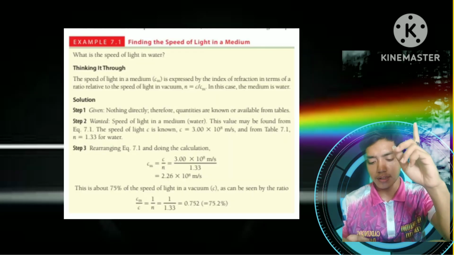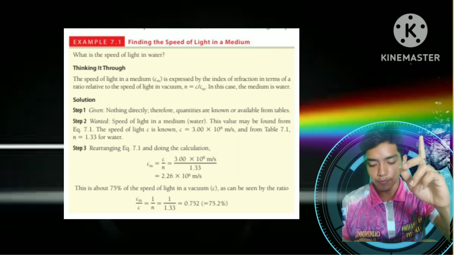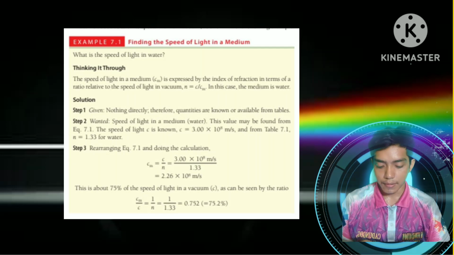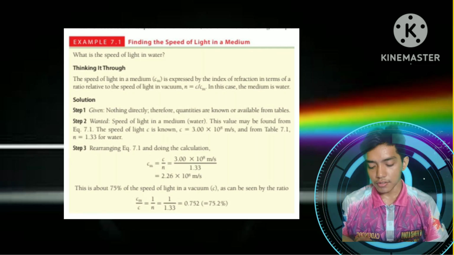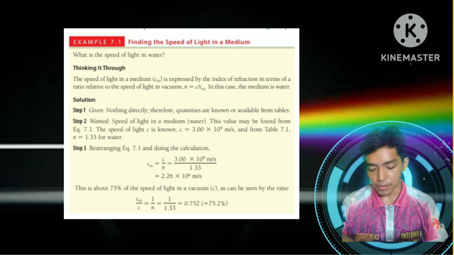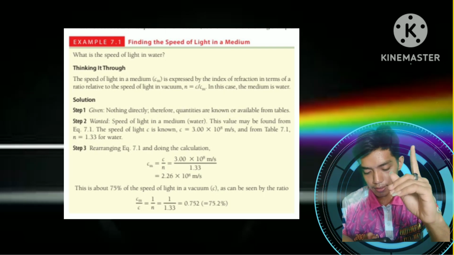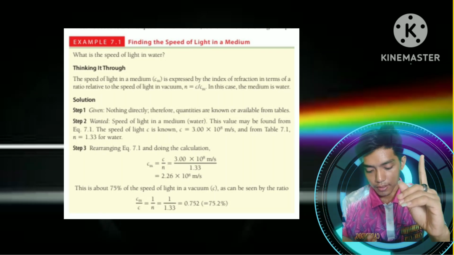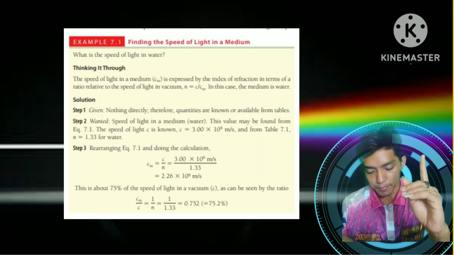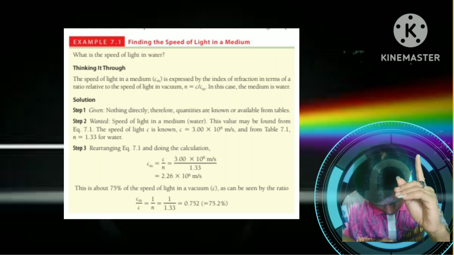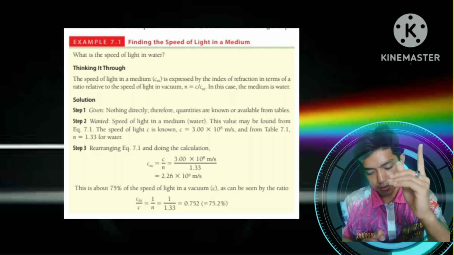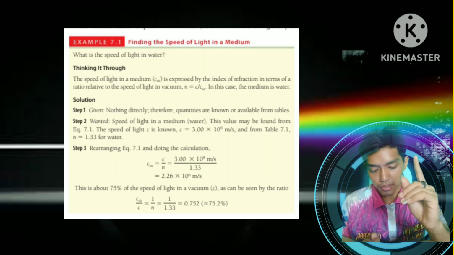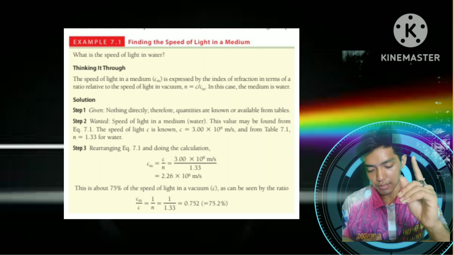Example 7.1, finding the speed of light in a medium. What is the speed of light in water? Thinking it through: the speed of light in a medium is expressed by the index of refraction, in terms of a ratio to the speed of light in a vacuum, n equals c over c_m. In this case, the medium is water.